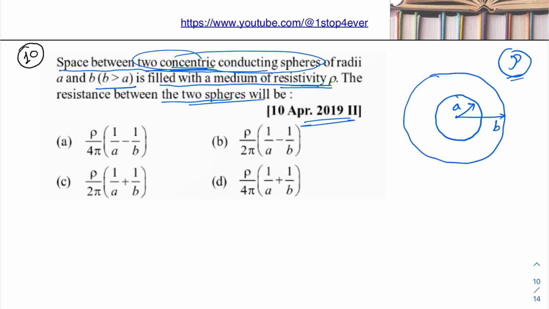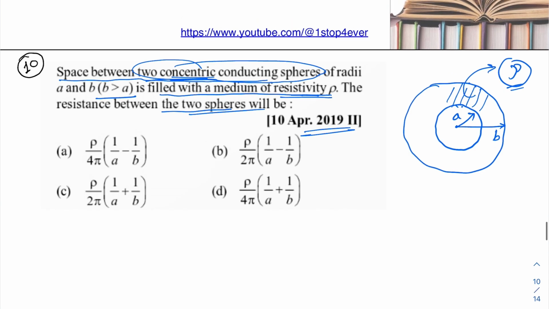What is this? One sphere is here, one sphere is here, and this space is totally filled. Only this space is filled with a material. Let it be any material we can take, as it is not mentioned. Let it be copper. Copper we will insert in the space between these two spheres. Okay, so copper is inserted. I have taken copper only for the visualization.